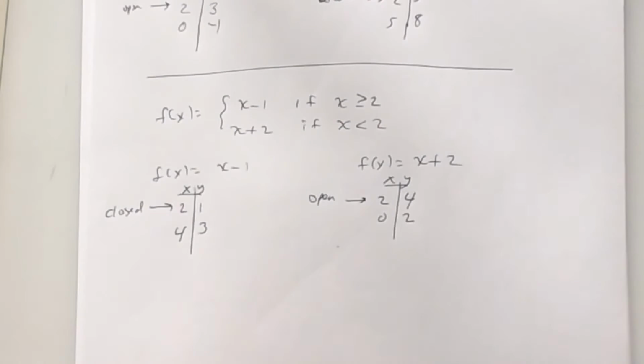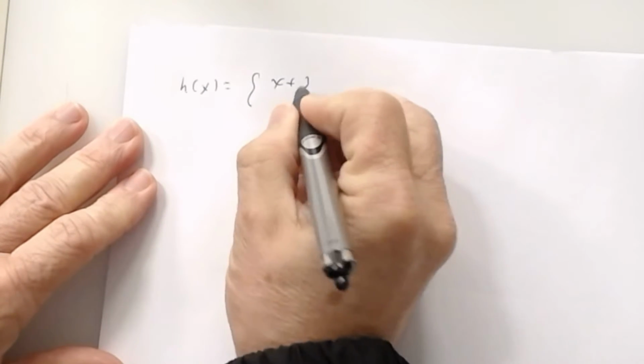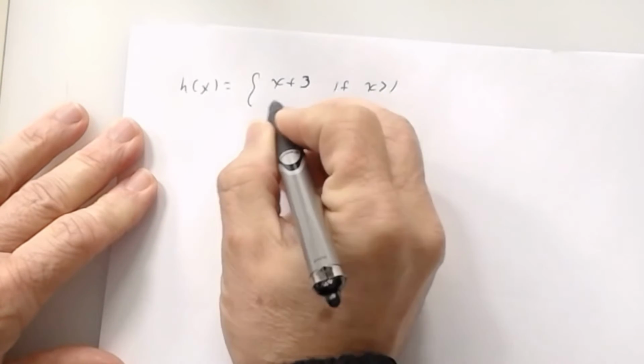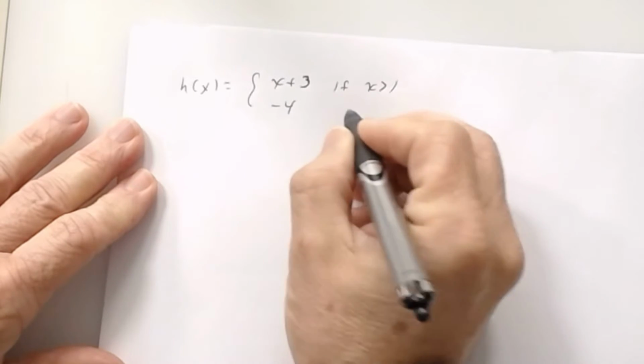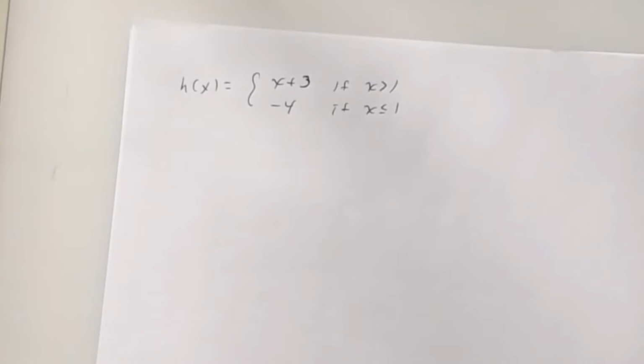Suppose we want to graph this one. Suppose we have h of x equals x plus 3 if x is greater than 1, negative 4 if x is less than or equal to 1. So x plus 3 if x is greater than 1, negative 4 if x is less than or equal to 1.